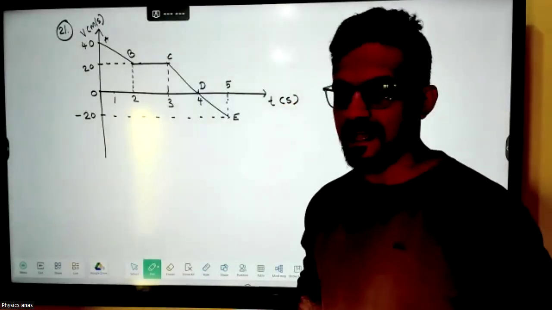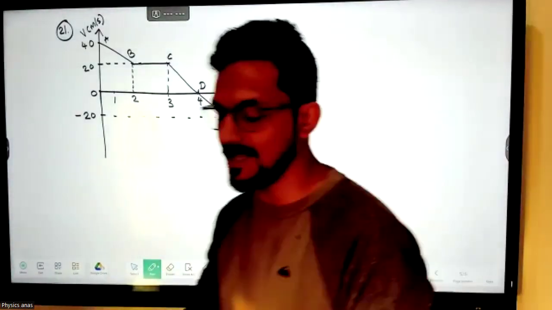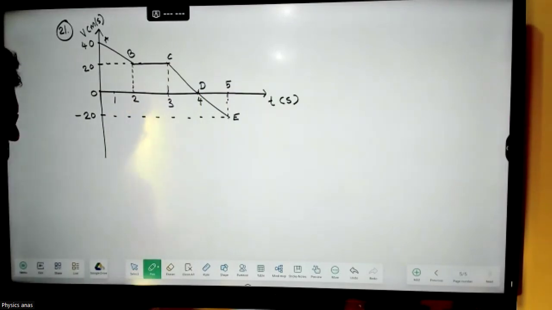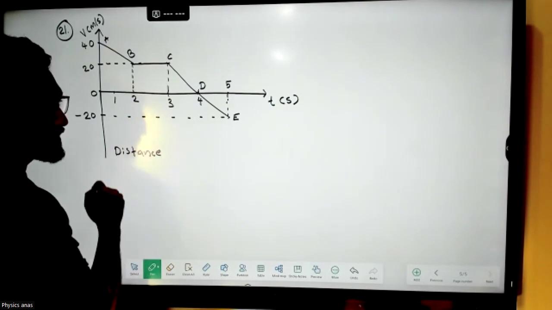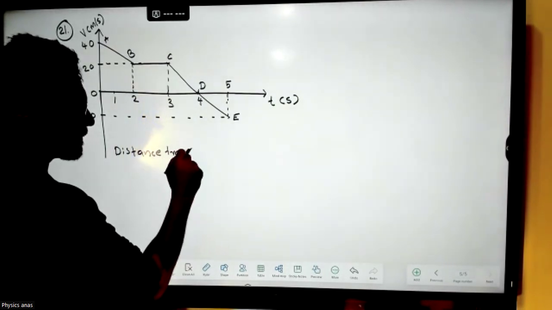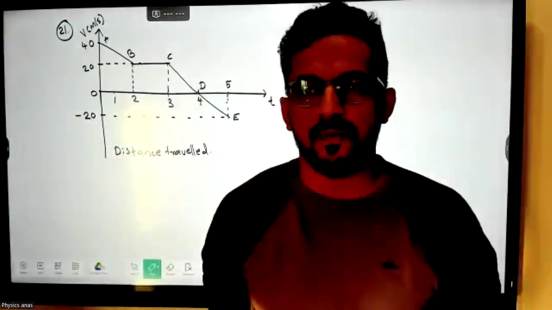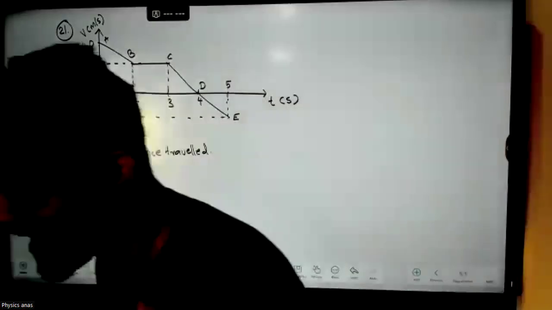Did you understand this? So let's see what you have to find: the distance traveled by the body in 5 seconds. What is the distance traveled by the body in 5 seconds? How can you find distance traveled from a velocity time graph?